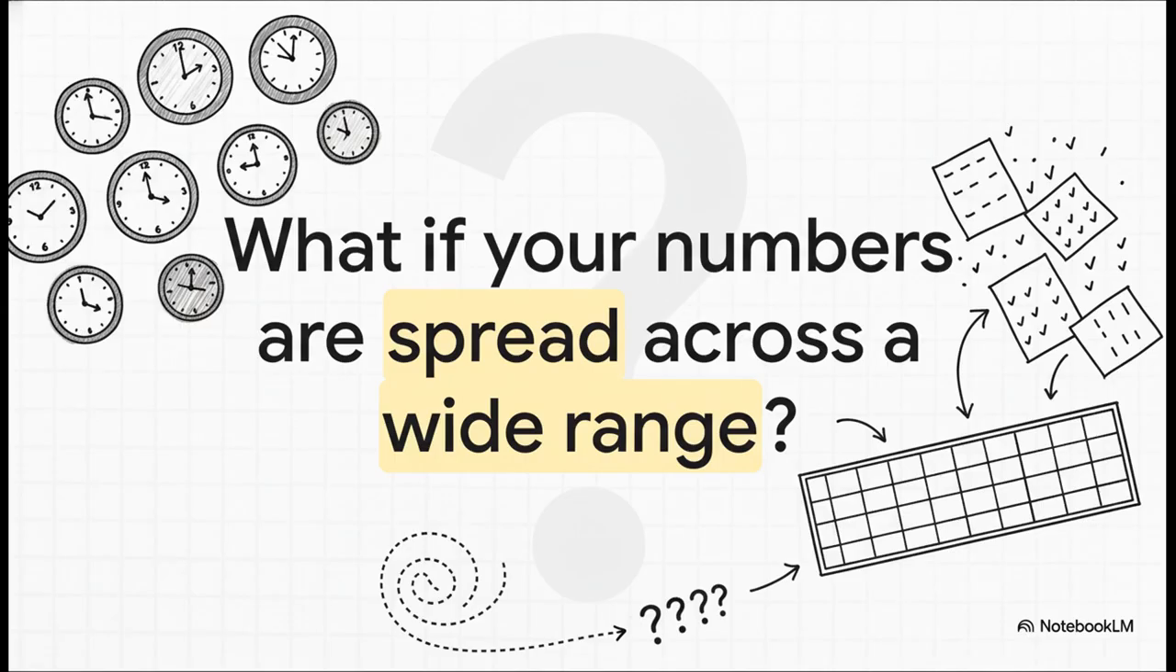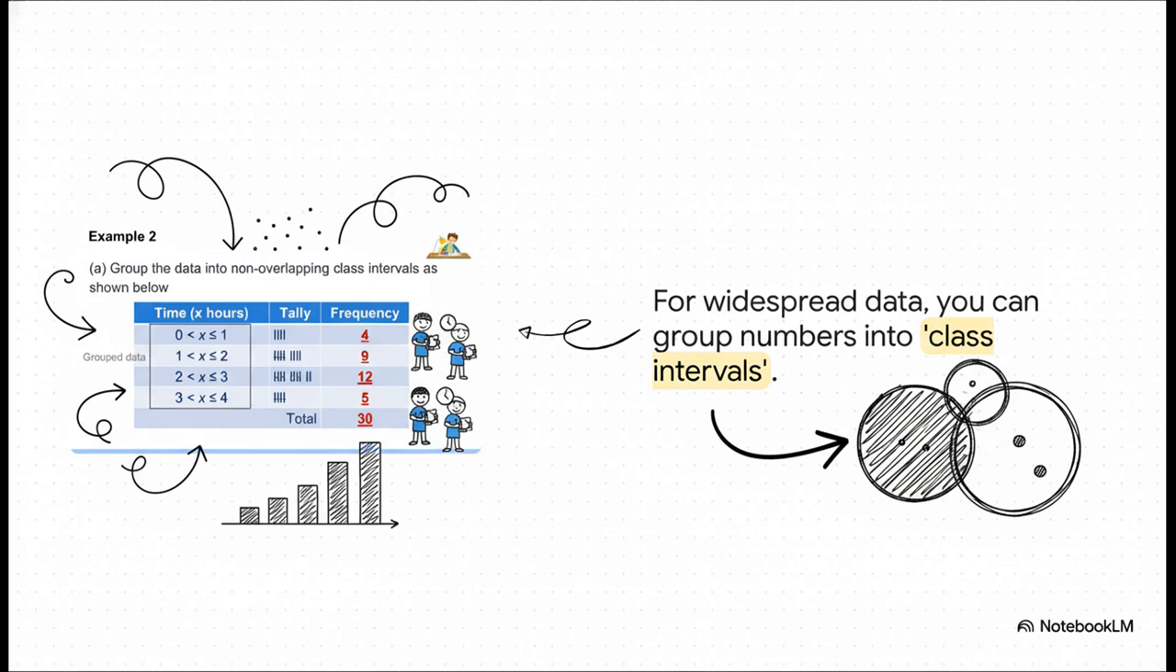So, what do we do? We group the data. Instead of a row for every single tiny variation, we create ranges, or what we call class intervals. So here we're looking at homework hours for 30 students, but we've put them into buckets, a group for 0 to 1 hour, another for 1 to 2 hours, and so on.